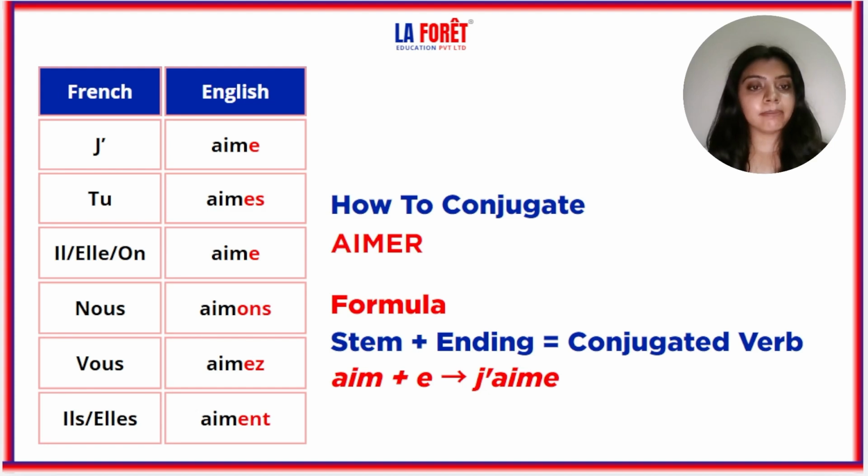J'aime, tu aimes, il, elle, on aime, nous aimons, vous aimez, ils, elles aiment. Now यहाँ पे liaison भी follow हो रहा है because of the consonant and the vowel. So it will be nous aimons, vous aimez, and ils, elles aiment. Let's repeat it once again. J'aime, tu aimes, il, elle, on aime, nous aimons, vous aimez, ils, elles aiment.